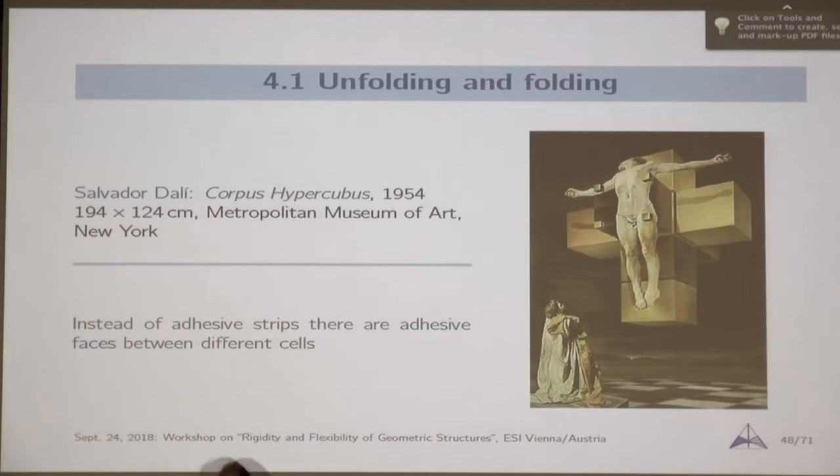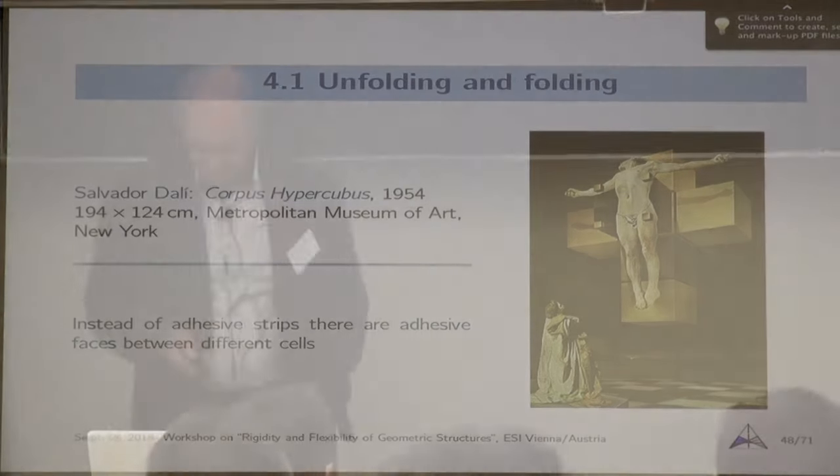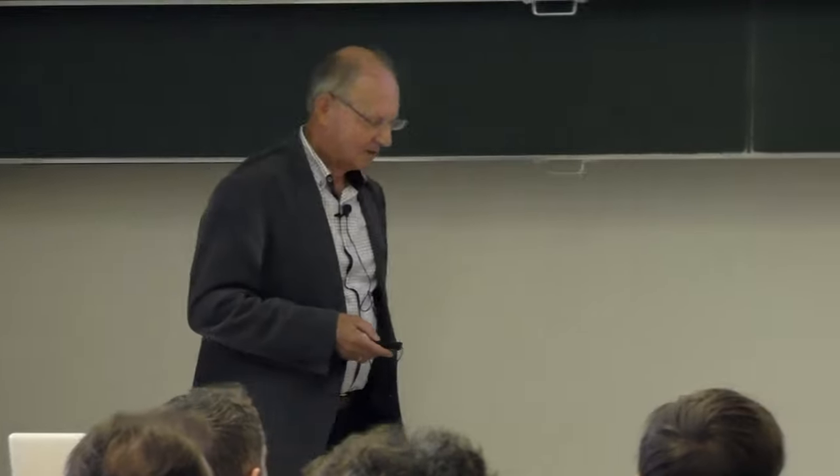And the amazing thing, Salvador Dalí used this unfolding. He called it Corpus Hypercubus. And you really find the unfolding of the hypercube and Christ in a rather uncomfortable pose along this hypercube. So this was a small excursion into art. It's known that Salvador Dalí was really interested in geometry and also in higher dimensional geometry.